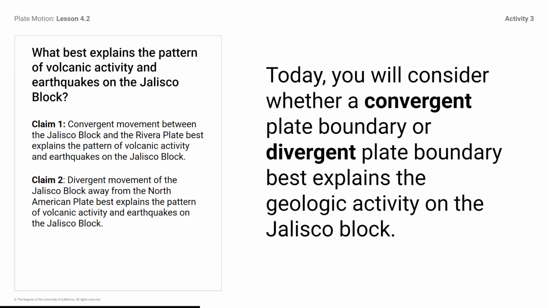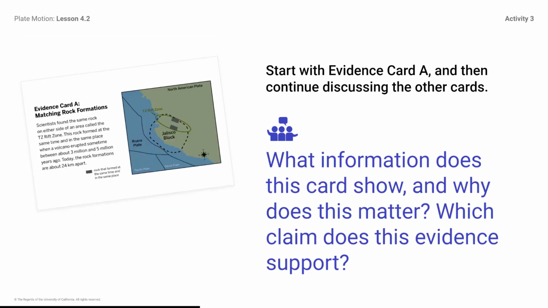Today, you will consider whether a convergent plate boundary or divergent plate boundary best explains the geologic activity on the Jalisco block. Start with evidence card A and then continue discussing the other cards. What information does this card show, and why does this matter? Which claim does this evidence support?